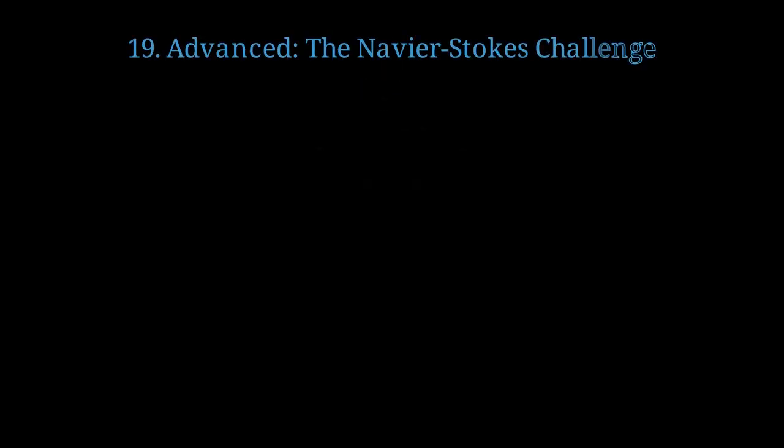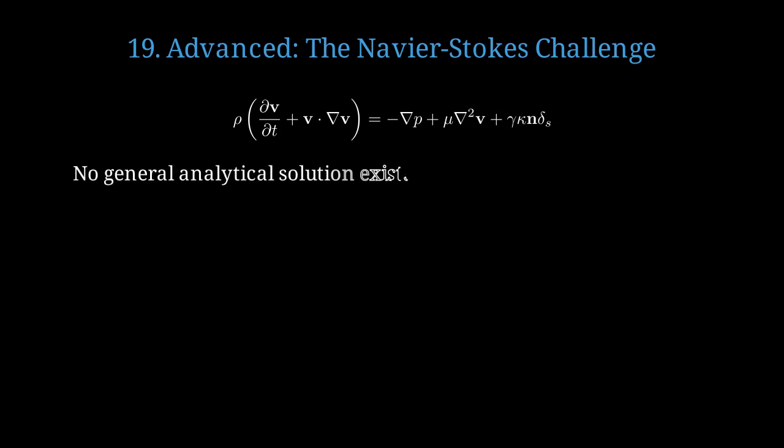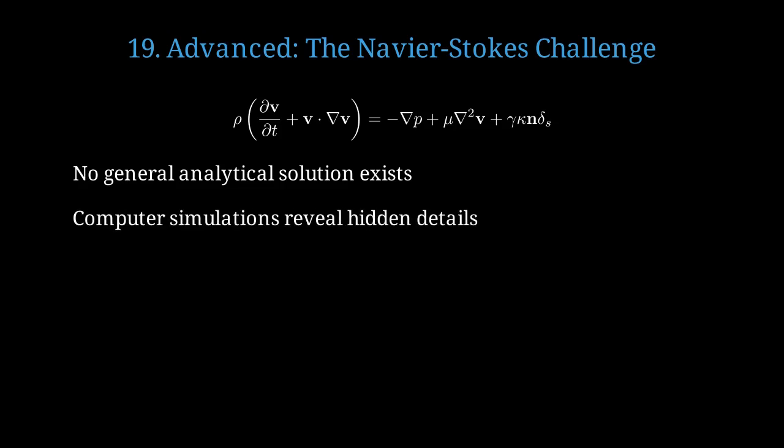The full mathematical description involves the notoriously difficult Navier-Stokes equations. The Navier-Stokes equations with surface tension terms describe fluid motion during coalescence. This is one of the hardest problems in mathematical physics. No general analytical solution exists for these equations. We must rely on numerical simulations and experiments. Modern supercomputers can simulate coalescence, revealing details impossible to observe experimentally.